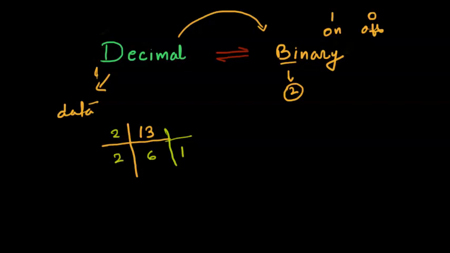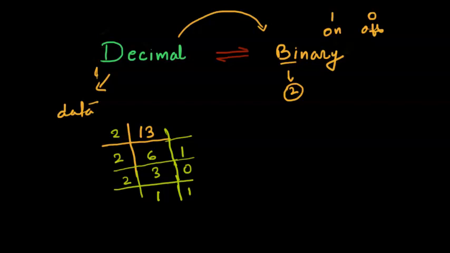Now again divide by 2, so 6 is completely divisible by 2. So 3 will come, and here 0 remainder will come. Now again we have to divide this by 2, and this will come 1, and here 1 will come as a remainder. So this is the number that we have got in the case of binary.